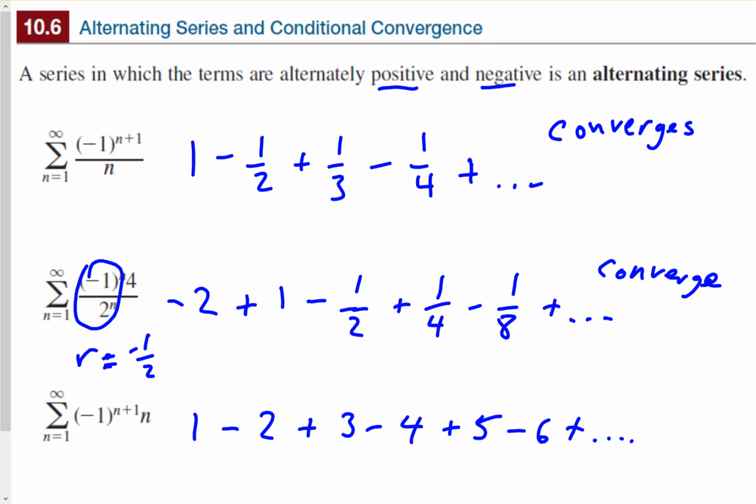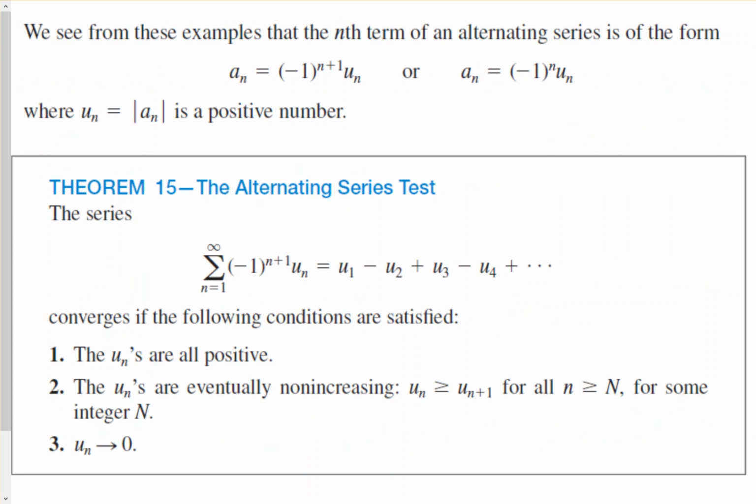This last one, notice how if we look at the nth term, it's not going to 0, right? This is going to keep getting out of control. Minus 6 plus 7 minus 8, it'll just keep going and going and going. This will diverge. Okay, let's take a look at the next slide.